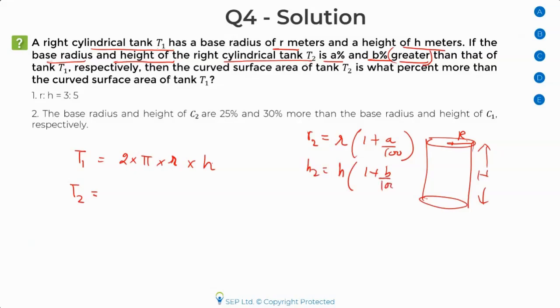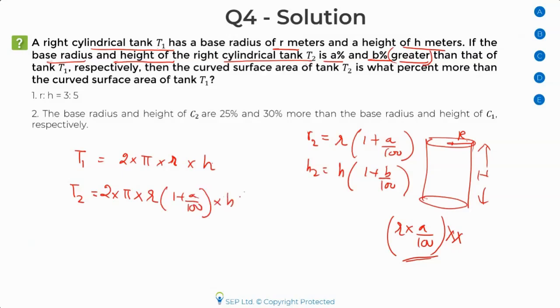If the concept of percentage is not clear, some of you may have written it without the 1, just taking A by 100. If you have done this, then that means you need to revise percentages, because there's a lack of conceptual clarity. Okay, so now we can write the curved surface area of this as 2 pi r times 1 plus a by 100. And again, I'm writing this all for your convenience.